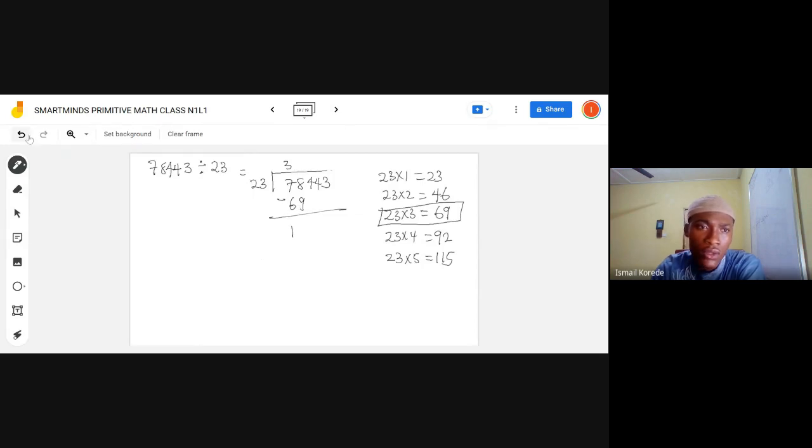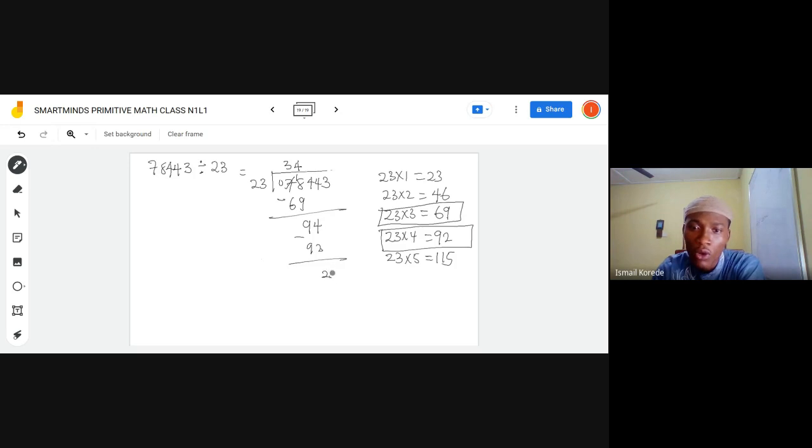No, no, no. Don't do it that way. It has to be from the unit here. So this is going to be 0, 1, 18. So that's 9. 23 in 9 is not possible. So we just drop 4. So 23 in 94, that's here. That's going to be 4 remainder 2. So 4 times 23 is going to be 92. Then we subtract. We have 2 remainder.